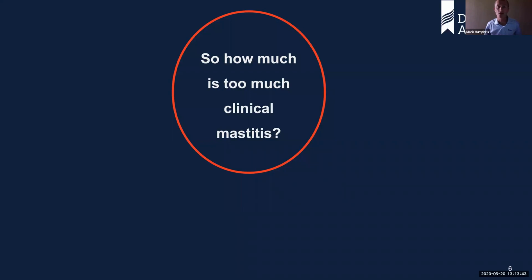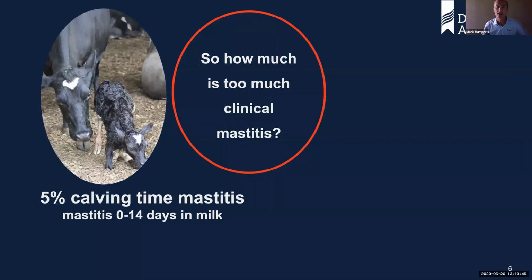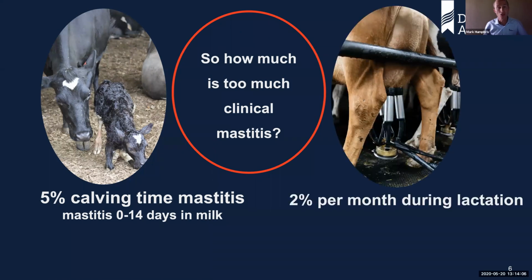And we've split this into calving time mastitis. So calving time mastitis is a cow that gets mastitis in the first 2 weeks after calving. And our level there is 5%. So 5% of cows that calve or lower is achievable on every farm in Australia. And in terms of during lactation, our trigger level is 2% per month during lactation.